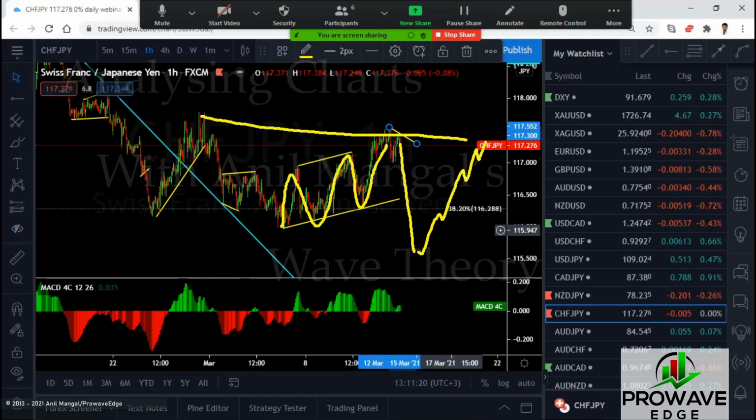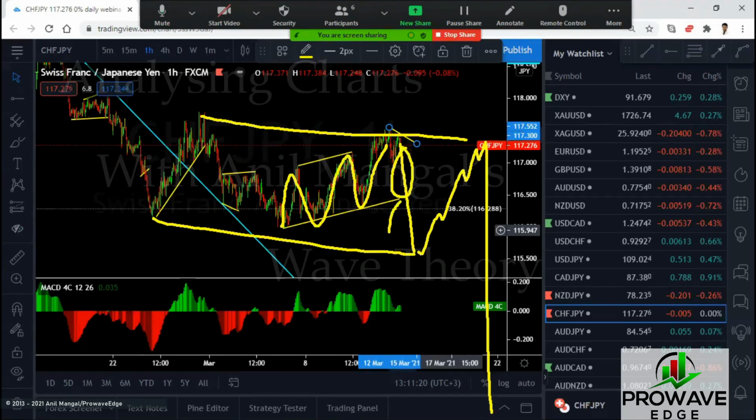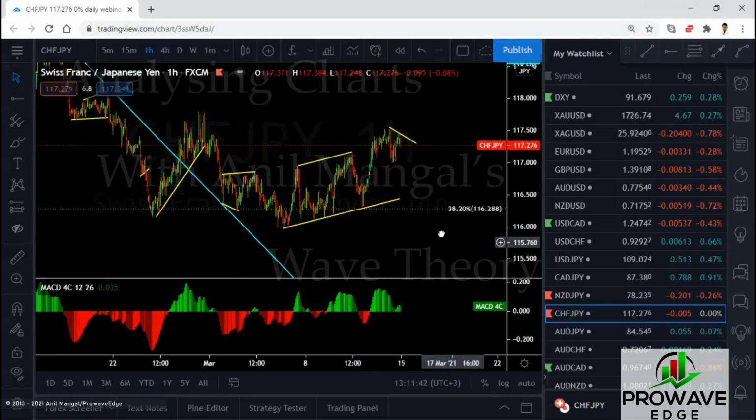That will give us this flat pattern, after which we're going to drop. So if we get a sell setup here, we'll take it back to this level, and then we'll take it to this level. Let's see if we get a sell setup. I'm not keen on the buy there so much.